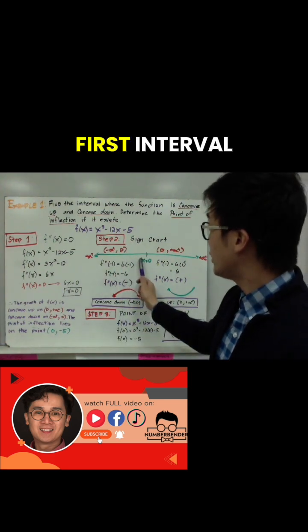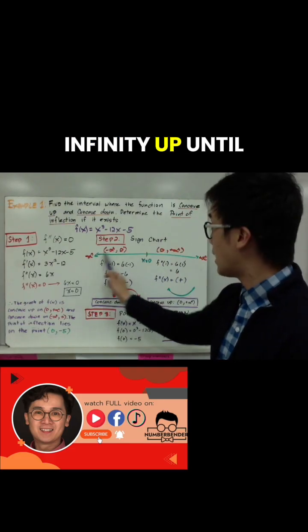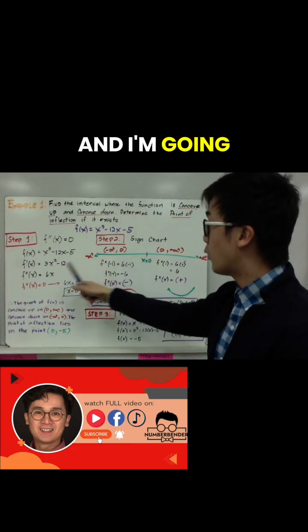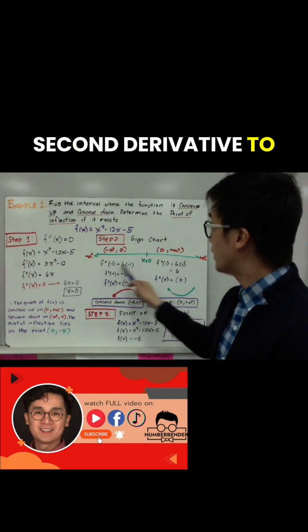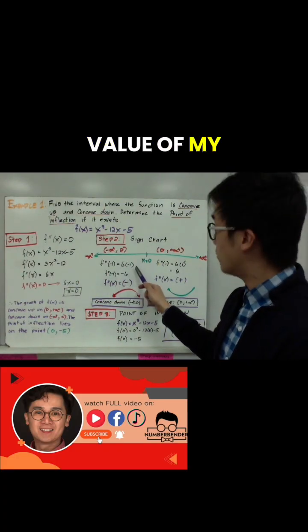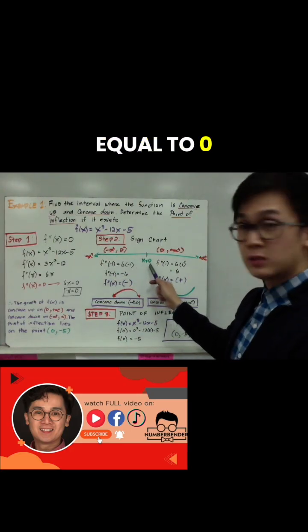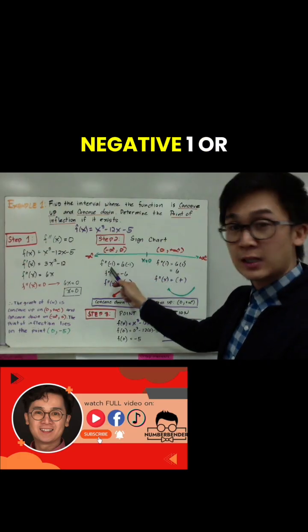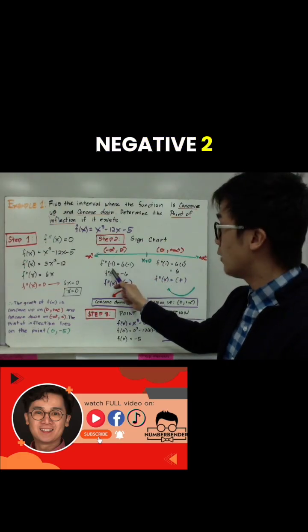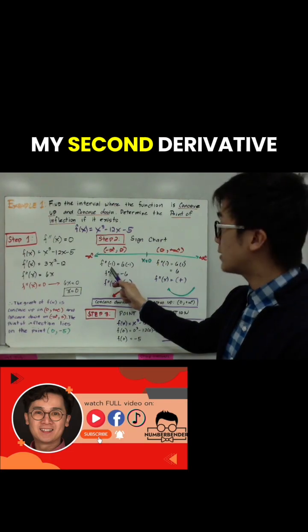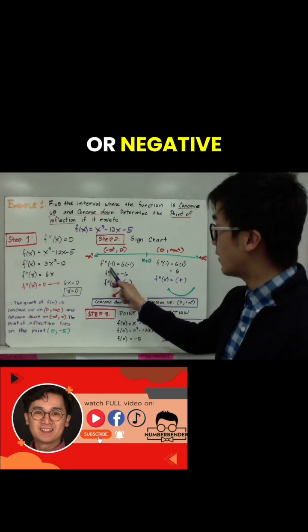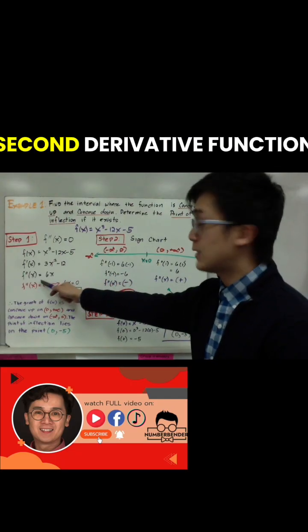So for the first interval, I have negative infinity up until 0, and I'm going to use my second derivative to find out the value of my function. So for this example, x is equal to 0, I can use x equal to negative 1 or x equal to negative 2 and check whether my sign for my second derivative will be positive or negative if I plug it into my second derivative function.